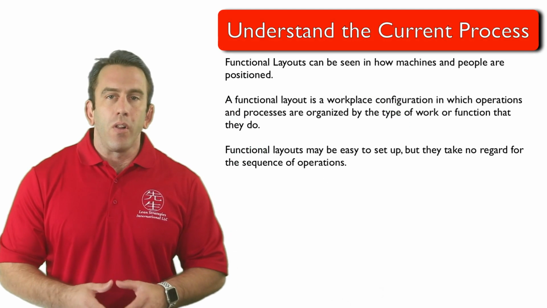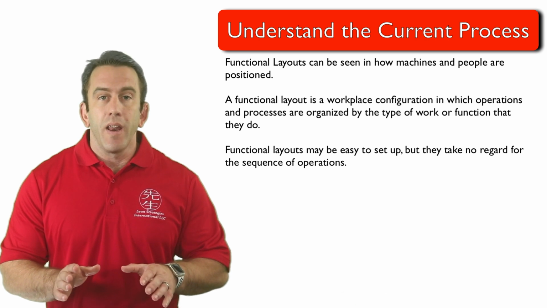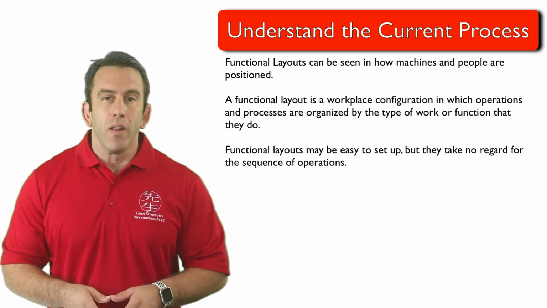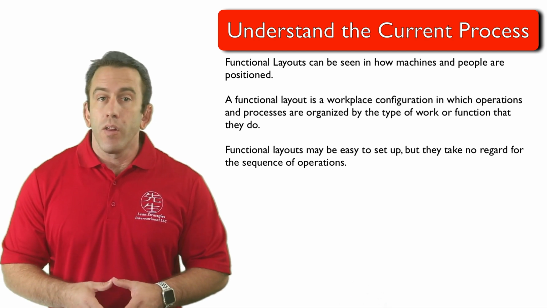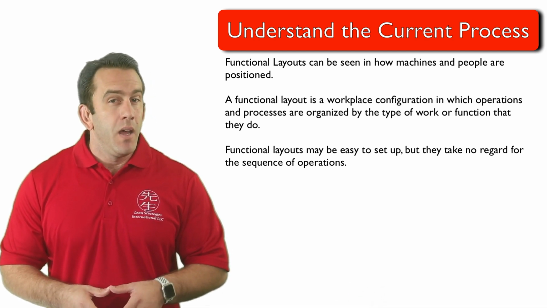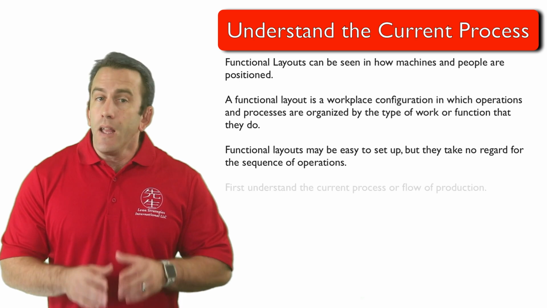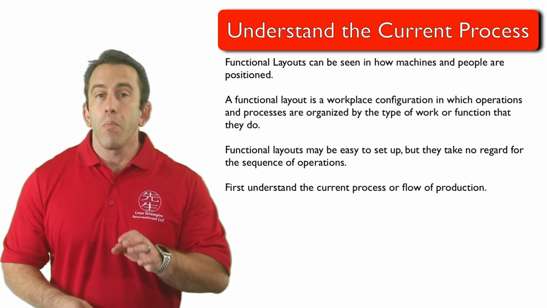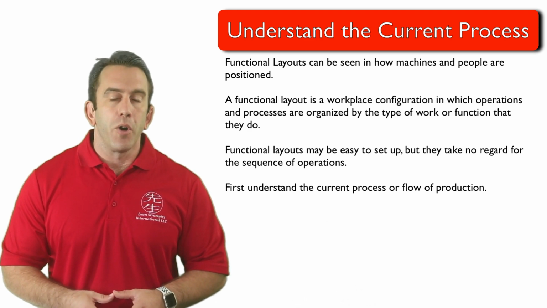While these functional layouts may be easy to set up, they take no regard for the sequence of operations. In other words, the process to manufacture an item is a bit chaotic. In this circumstance, you need to first understand the current process or flow of production.